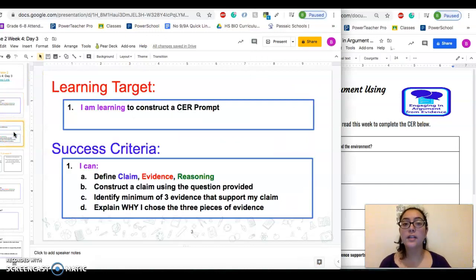Okay, so the learning target is I am learning to construct a CER prompt. How you know that you successfully reach this learning target is by your success criteria. I can define claim, evidence, reasoning. I can construct a claim using the question provided. I can identify a minimum of 3 pieces of evidence that support my claim. And finally, I can explain why I chose those 3 pieces of evidence. So why are the 3 pieces of evidence relevant or related to my claim?